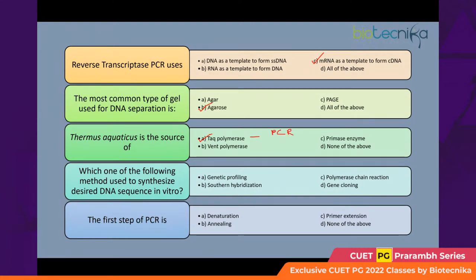Which of the following methods is used to synthesize a desired DNA sequence in vitro? What we can do by polymerase chain reaction, that is PCR. Next, the first step of PCR will be denaturation.